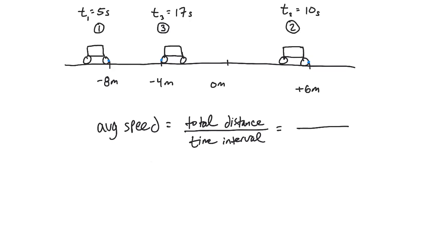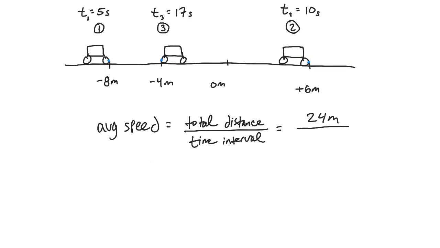All right, average speed is total distance over time interval. So you have to think a little bit here: this object travels from moment 1 all the way to moment 2. That's 14 meters in distance. 8 to get to 0, and then 6 more here, so that's 14, and then it turns around and travels another 10 meters in the other direction. You add those two numbers up for distance, and you end up getting 24 meters.